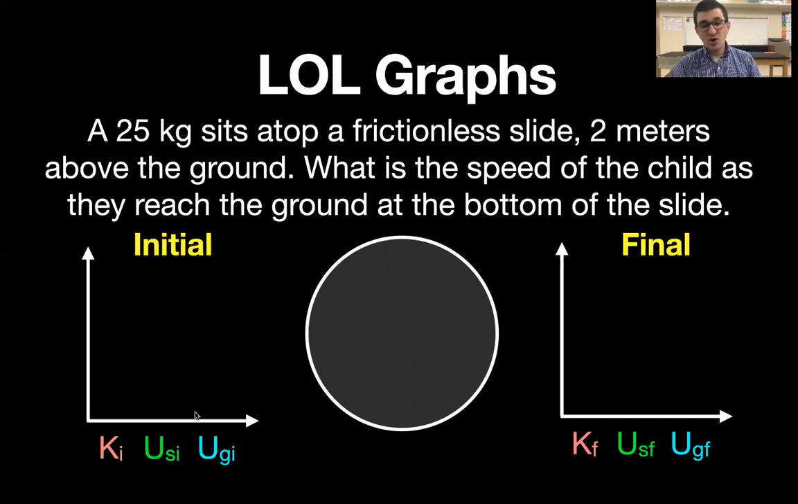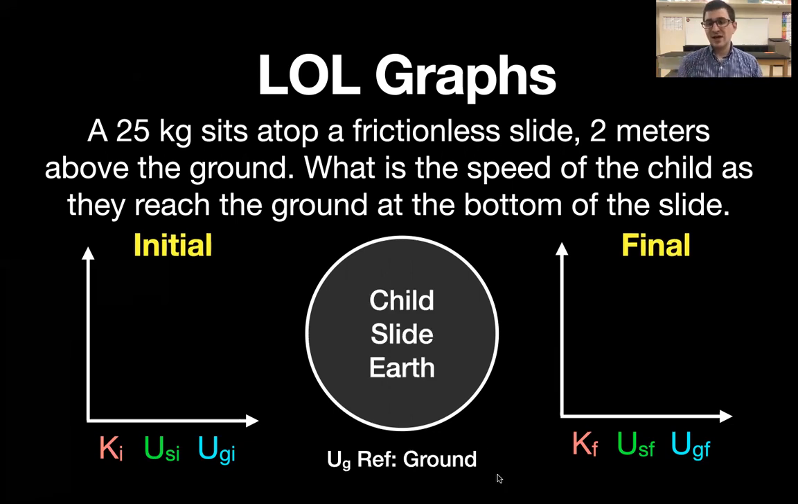So we list out all the energies that we could have at the beginning, all the energies that we could have at the end. And this circle right here represents our system. And that's going to help us keep track of if any energy enters or leaves our system. So first, we have to be very clear about what is part of our system. So we should definitely include the child and the slide, even though it's frictionless. If it was not frictionless, then we would have to account for the friction of the slide. And then also, and this one might be a little bit confusing, you have to include the Earth in your system because the Earth is what is providing the gravitational potential energy for the child.